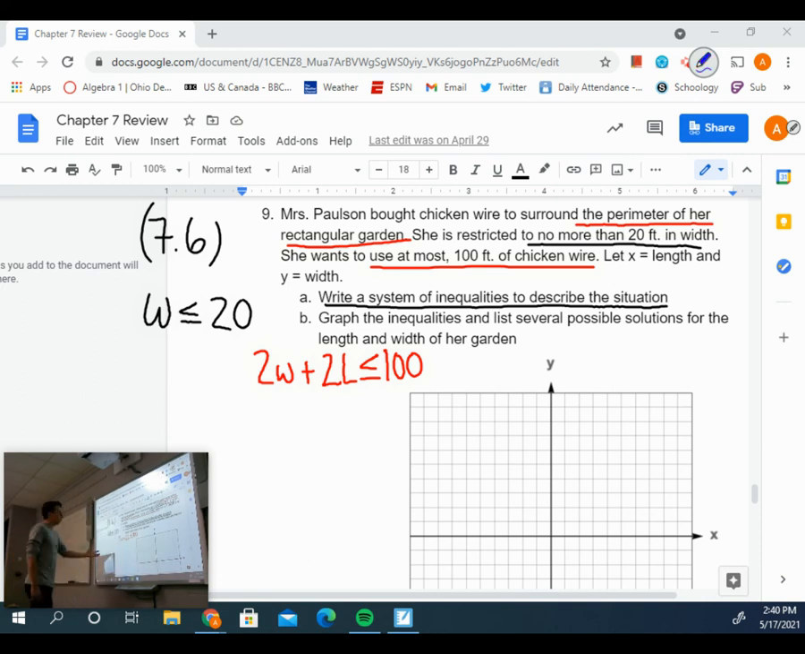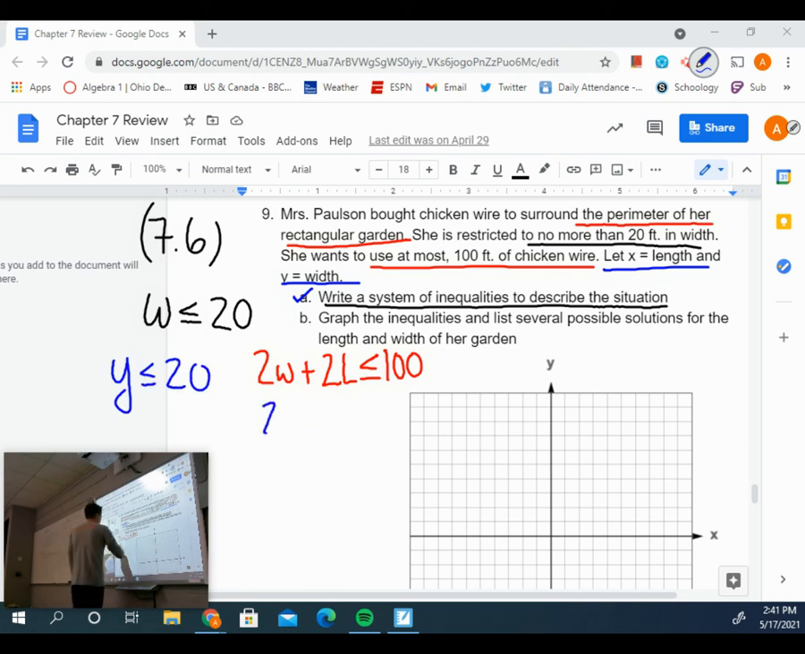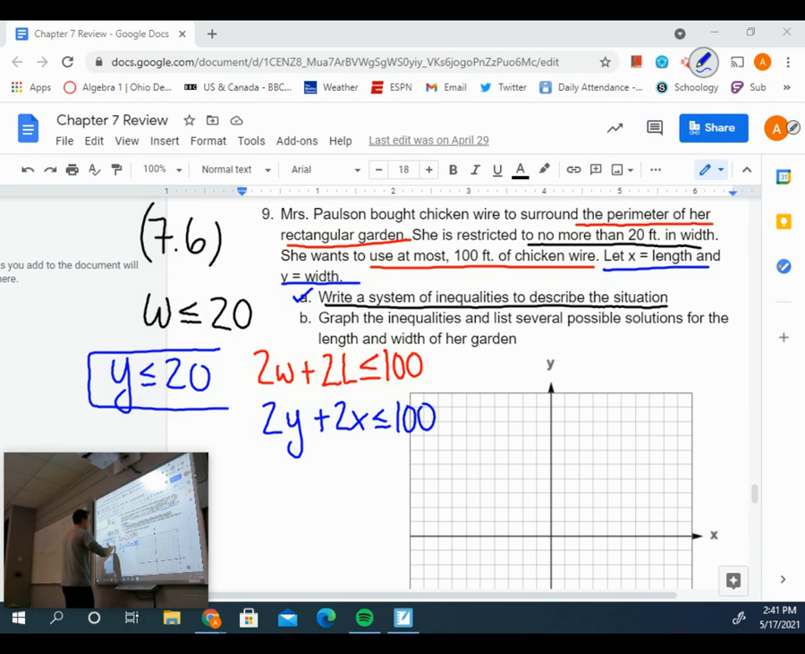Now, while we have come up with the system of inequalities, it's not in a great shape to graph. We don't really graph W's and L's, but they do tell us here that X is the length and Y is the width. So I can rewrite my inequalities with Y going in for W and X going in for L. And now I'm starting to look in a place where I'm like, hey, I can graph this.